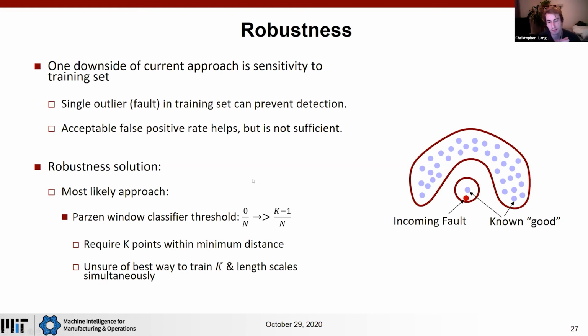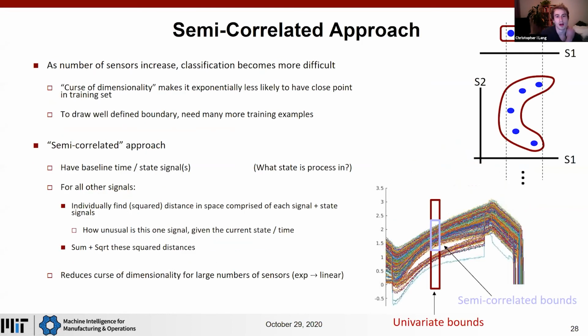So one approach which I think makes a lot of sense is to change this classifier threshold from 0 to k-1 over n, where n is the total number of points. Essentially, instead of requiring 1 point within some distance, you require k points within that distance. But the problem I'm still working on is the best way to train k and the length scale simultaneously. That's something I haven't really gotten a great solution to yet.